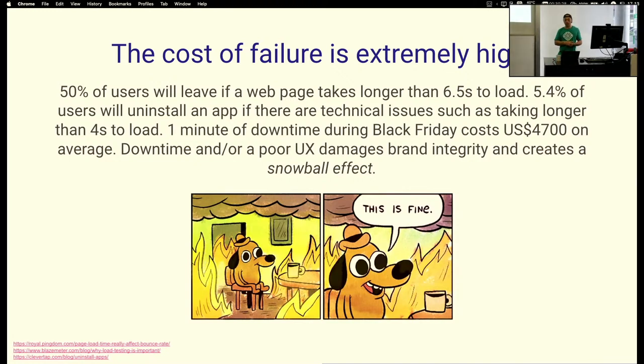So for example, this is just an example because Black Friday was the example we used before. I think the last one is probably the most pertinent. One minute of downtime on Black Friday costs $4,700 US dollars on average. One minute. Right. I don't even make that.